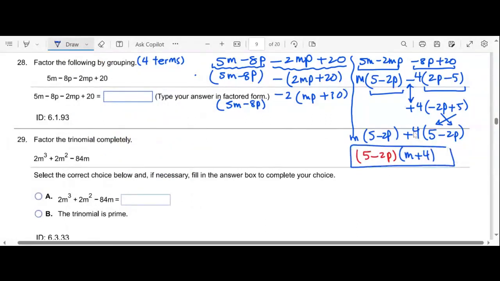And that should be your final. And you put the answer in the box.